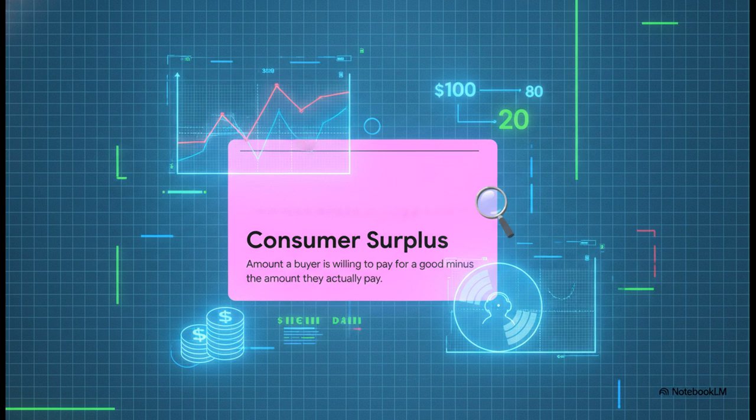Consumer surplus is literally just the amount a buyer is willing to pay for a good minus the amount they actually pay. For example, imagine a buyer, let's call her Taylor, who desperately wants a rare Elvis Presley record. She values it at $100, but when she gets to the auction, she only pays $80. That $20 difference is her consumer surplus. It's pure benefit. An invisible $20 of value that she just gained simply by participating in the market.